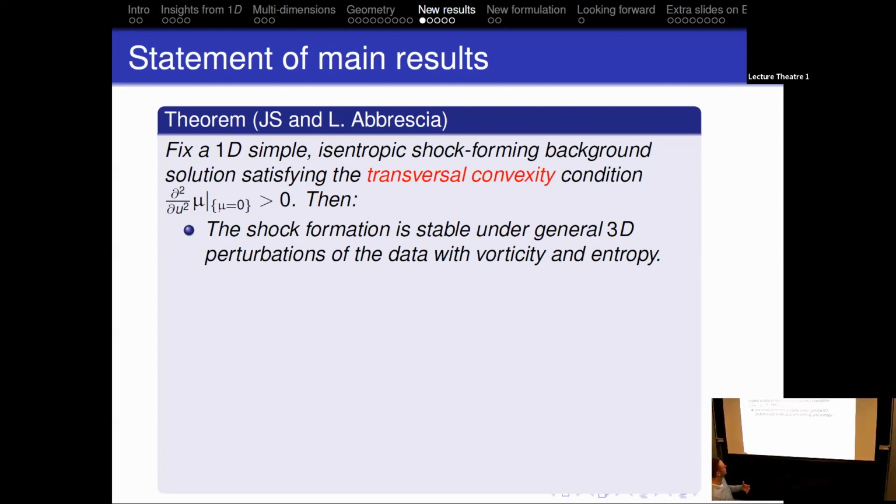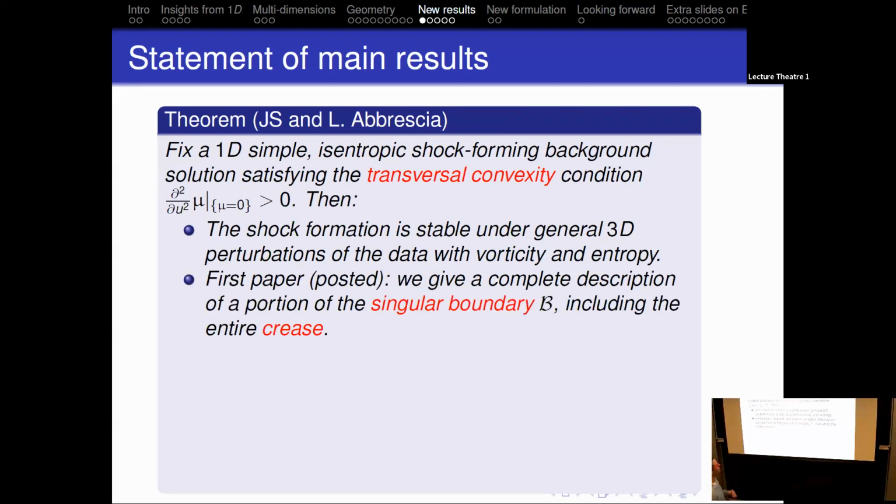Then the conclusion is that the whole picture, the shock formation, everything else along with it, is locally stable under general perturbations of the initial data, where you can have vorticity and entropy in the perturbations, even though you don't have vorticity or entropy in the background solutions.